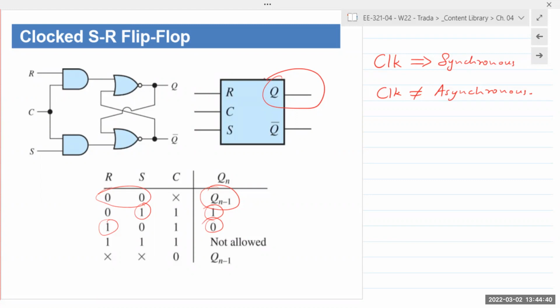So not allowed is basically from the perspective of the designer, that the designer should take care that the inputs never go high at the same time, because the SR flip-flop will become unpredictable. We would not be able to predict what the output would be. Undefined. There are many terms we can use: unpredictable, undefined. And that's why we say not allowed. But again, this clocked SR flip-flop is the same as the SR flip-flop, except we now have an extra clock input to synchronize the operation of this flip-flop with other logic circuits.